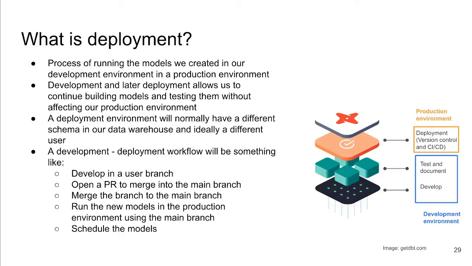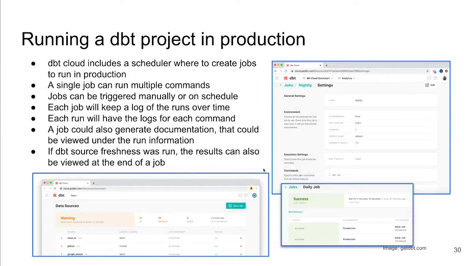Having this workflow is going to allow us to keep developing, to later deploy in the production environment, but without affecting the models that we already have running and testing in production. This deployment environment will run against a different schema. This will be using the production schema that I showed at the very beginning, which means that all of the models that we were creating before in dbt_Victoria are going to be created under production. So let's see how to run a dbt project in production.